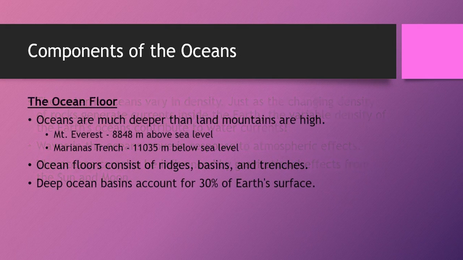The ocean floor is very, very deep. It's much deeper than there are mountains off of the surface. In fact, the ocean is one of the few regions we know very little about. For example, Mount Everest is about 9,000 meters above sea level, and the Marianas Trench, which is the deepest point in the Pacific Ocean, is about 11,000 meters below sea level. Ocean floors consist of ridges, basins, and trenches, and deep ocean basins account for 30% of Earth's surface.